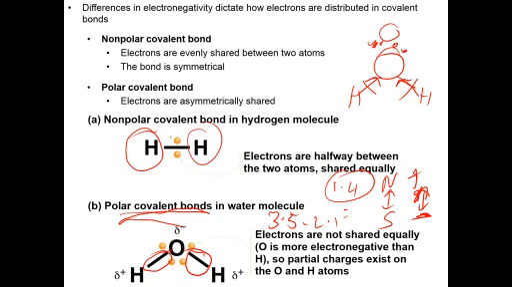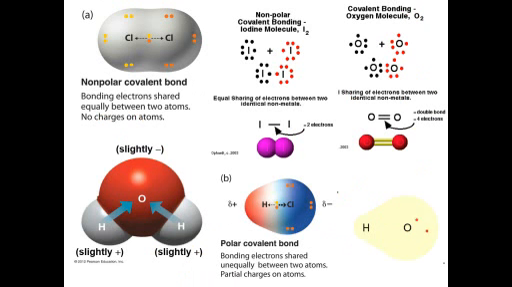So that's why this gets a partial negative charge and your hydrogens get a partial positive charge, because for a period of time the oxygen atom has more electrons than it does protons, so it gets a slight negative charge. And your hydrogens are losing those electrons, so they get a slight positive charge because they have more protons. These are partial charges because they're not full, because the electrons are still being shared, just unequally. Here you're given various examples of nonpolar and polar covalent bonds.